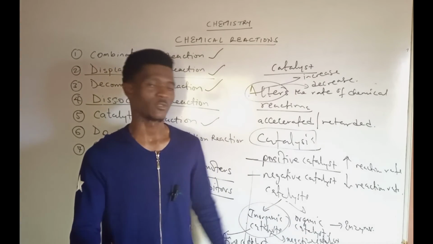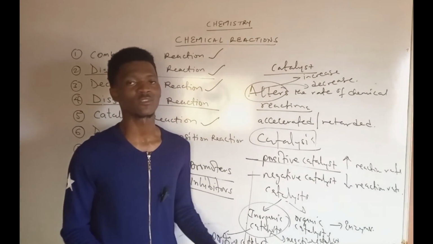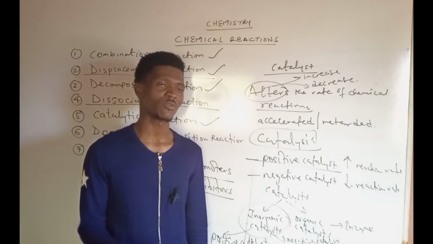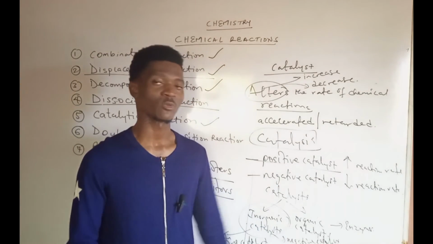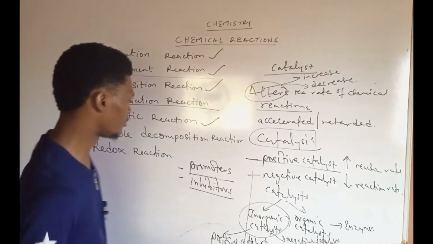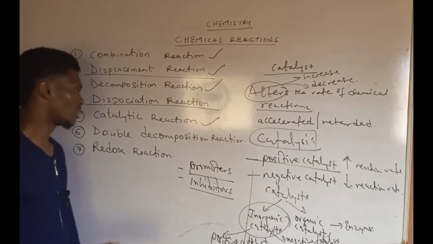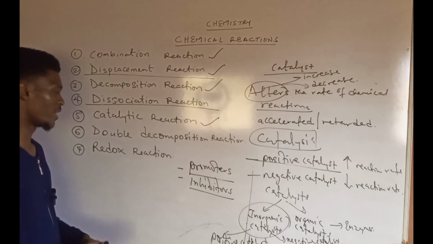negative. And remember, I told you that positive catalysts are catalysts that tend to what? To increase reaction rates, while negative catalysts, they tend to what? Slow down reaction rates. Okay? So that's about catalytic reaction.